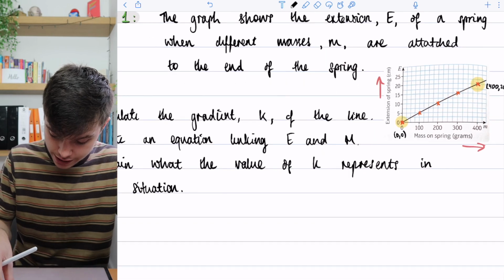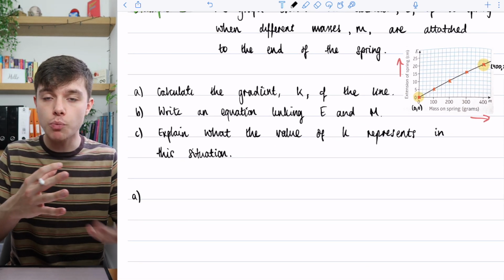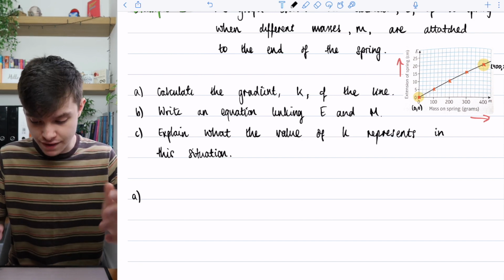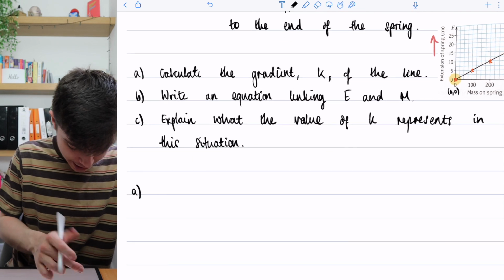So to work out the gradient, all we're going to do is take those 2 points, find the change in y, find the change in x, and divide them. So the change in y, we can clearly see.